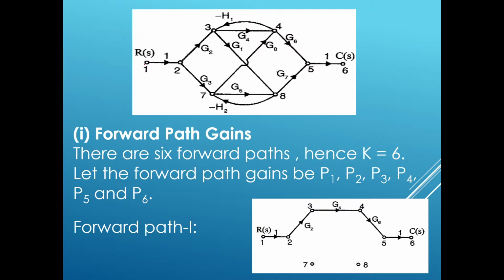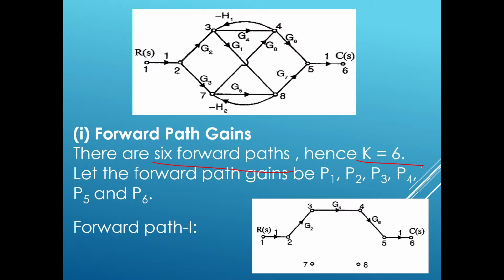Next, 1 to 2, 2 to 3, 3 to 8, 8 to 7, 7 to 4, 4 to 5, 5 to 6. This is another forward path. Okay, so I think I have covered all forward paths. In total, I have got 6 forward paths.